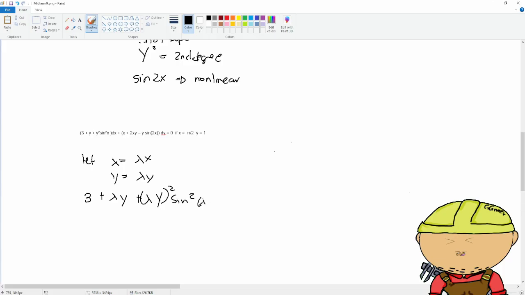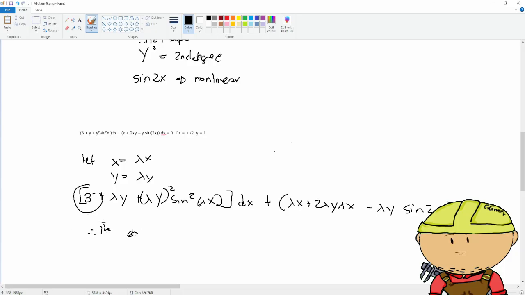And in order to officially test whether it's homogeneous or not, x plus lambda x plus 2 lambda y plus lambda x minus lambda y sine 2 lambda x. So notice that our lambda cannot be factored out initially because there's a 3. So therefore, the equation is not homogeneous.